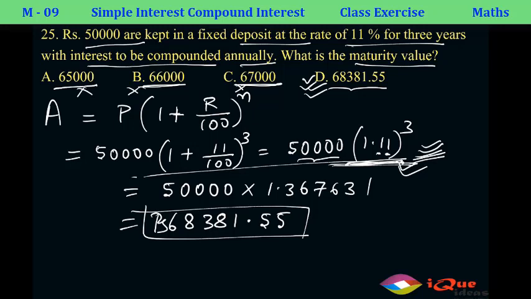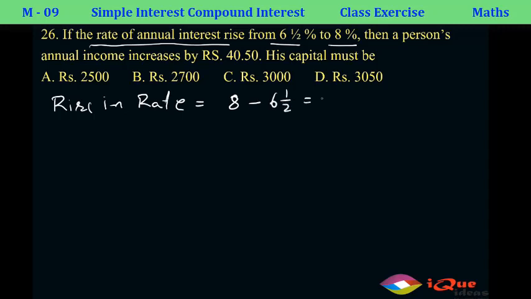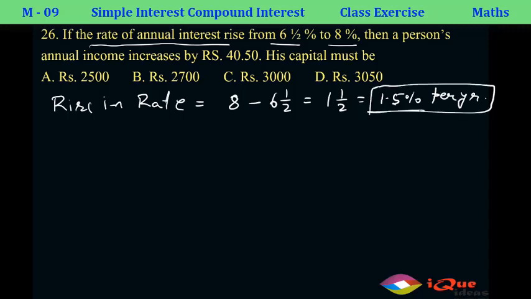Right? Now let's go to the next question. Now this question says, this is a very interesting question and a beautiful question. If the rate of annual interest rises from 6.5% to 8%, that means the rise in rate is equal to 8 minus 6.5, which is 1.5, which is 1.5% per year, right? The rate is always per year. Okay. So there is an increment of 1.5% every year.